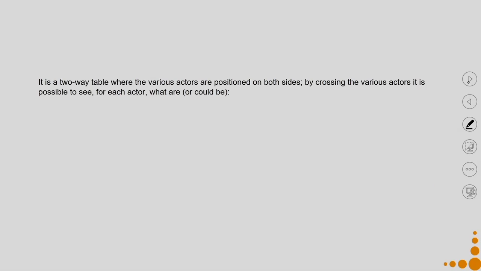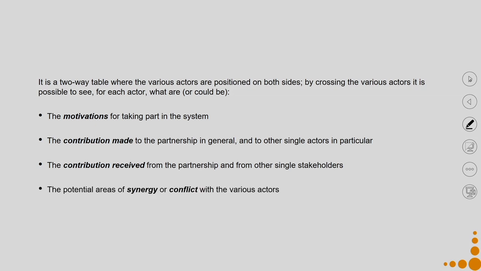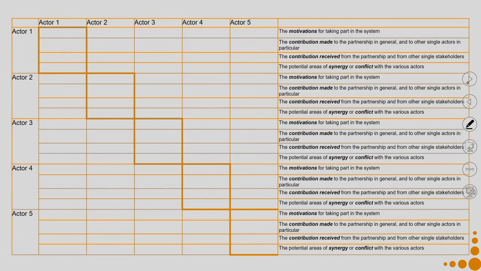So it is a two-way table where the various actors are positioned on both sides. By crossing the various actors, it is possible to see for each actor what could be the motivations for taking part in the system, the contributions made to the partnership in general and to other single actors in particular, the contribution received from the partnership and from other single stakeholders, and the potential areas of synergy or conflict with the various actors. So let's see the diagram.